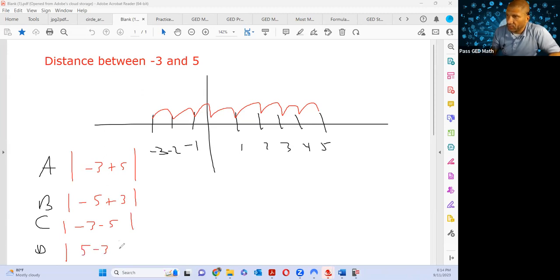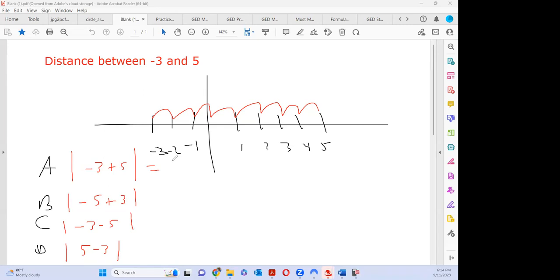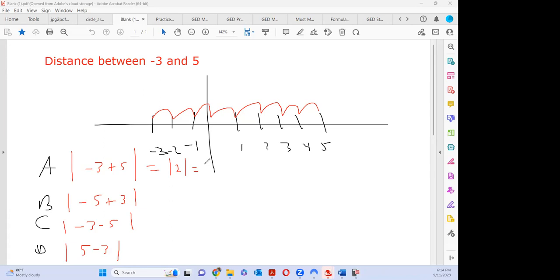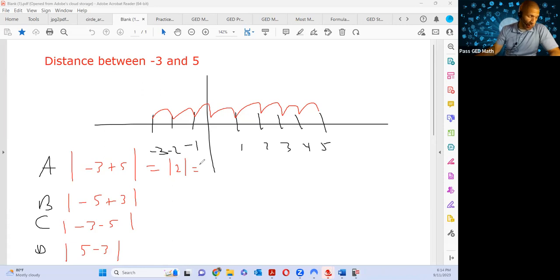So when you see those absolute value bars, they're like parentheses. Do what's in those absolute value bars first. So what is 5 minus 3? 5 minus 3 is 2. So the absolute value of 2 is what? If it's 2, you say it's 2, right? What's the absolute value of 2?